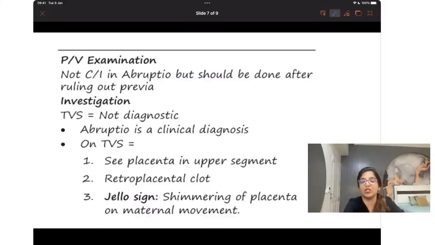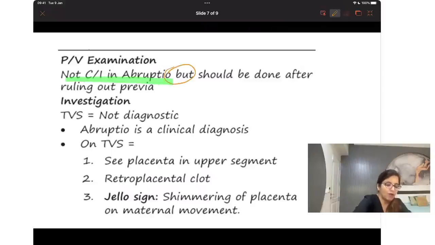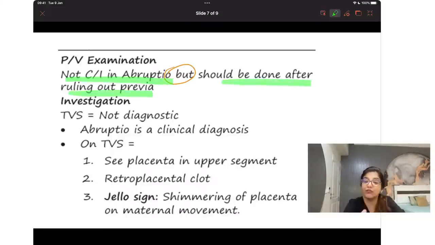Now comes per-vaginal examination. Is per-vaginal examination contraindicated in abruptio also? No. Right? Per-vaginal examination is not contraindicated in abruptio, but there is an important but over here, and that but is that you should always do per-vaginal examination in abruptio after ruling out placenta previa. After you are very sure that you are not dealing with a case of placenta previa, only then should you go for per-vaginal examination in abruptio. Right? Okay. So, should you be doing a per-vaginal examination? It can be done, I agree.